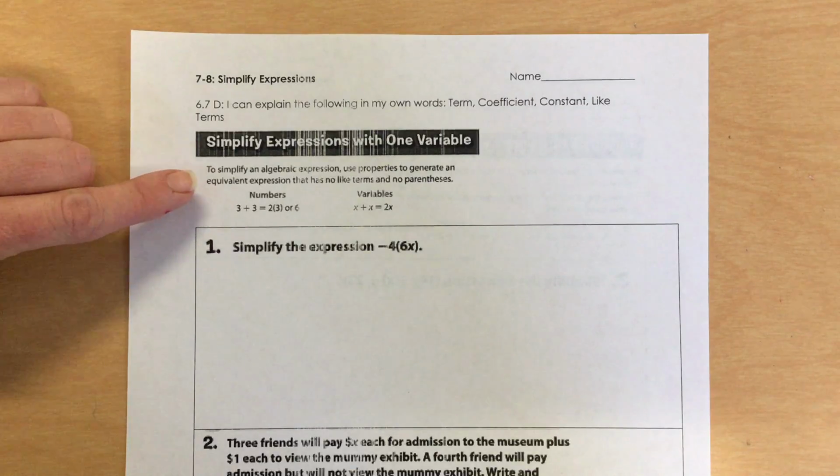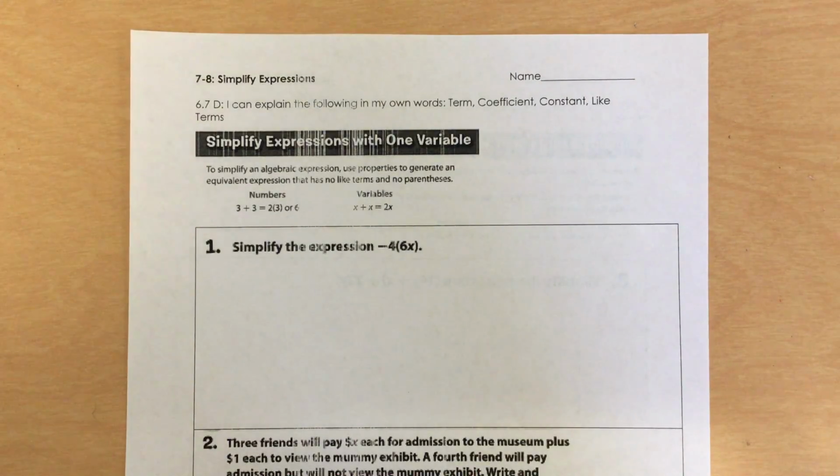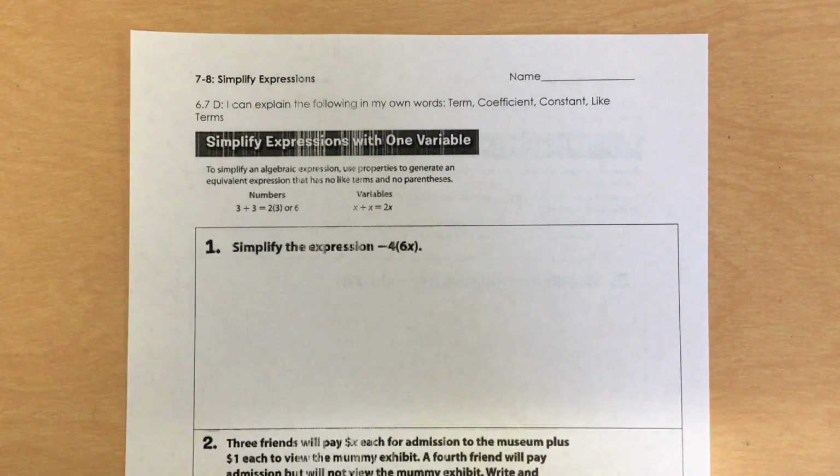So here they're explaining that to simplify an algebraic expression, we can use properties to generate an equivalent expression that has no like terms and no parentheses. So we did properties today in class. We reviewed commutative, associative, inverse, identity, and distributive. So we're going to be using those properties to help us simplify.